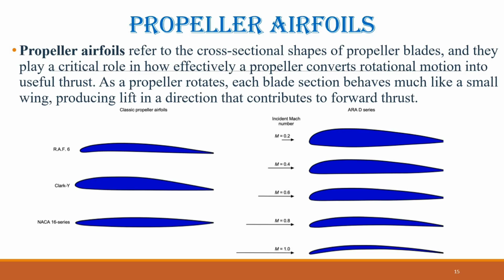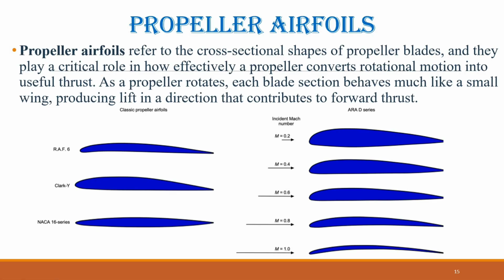In the ARA-D series, the position of maximum camber varies depending on the local Mach number. For low sectional Mach numbers, the maximum camber is placed far forward, at around 10% of the chord, which improves lift characteristics. As Mach number increases, the camber location moves aft to approximately 30% of the chord, a change that helps delay shockwave formation and the associated rise in drag.